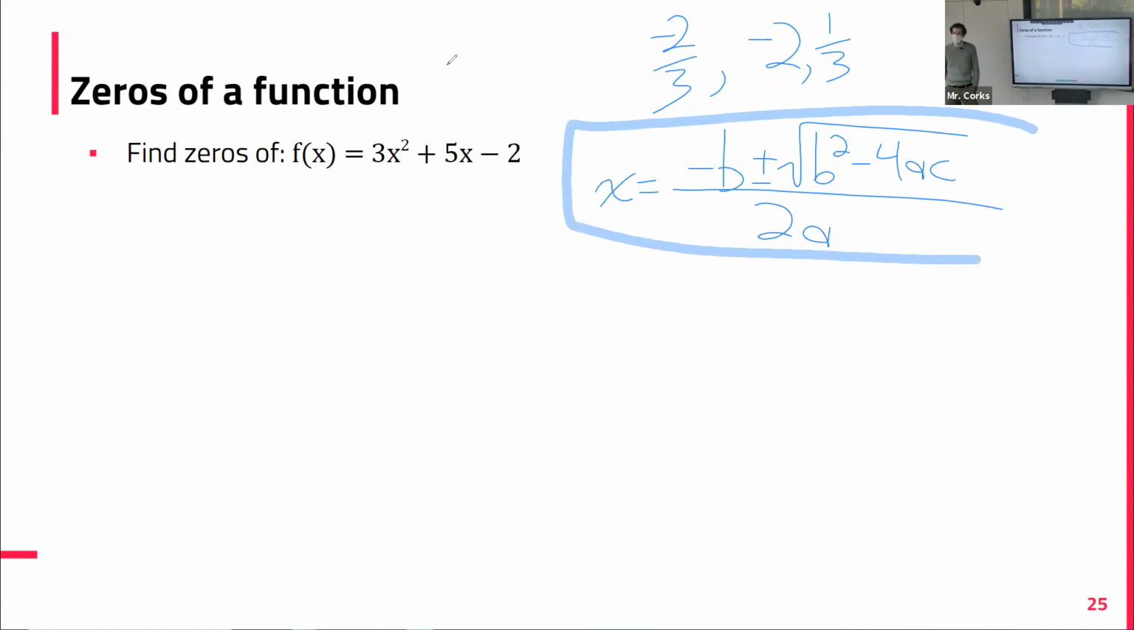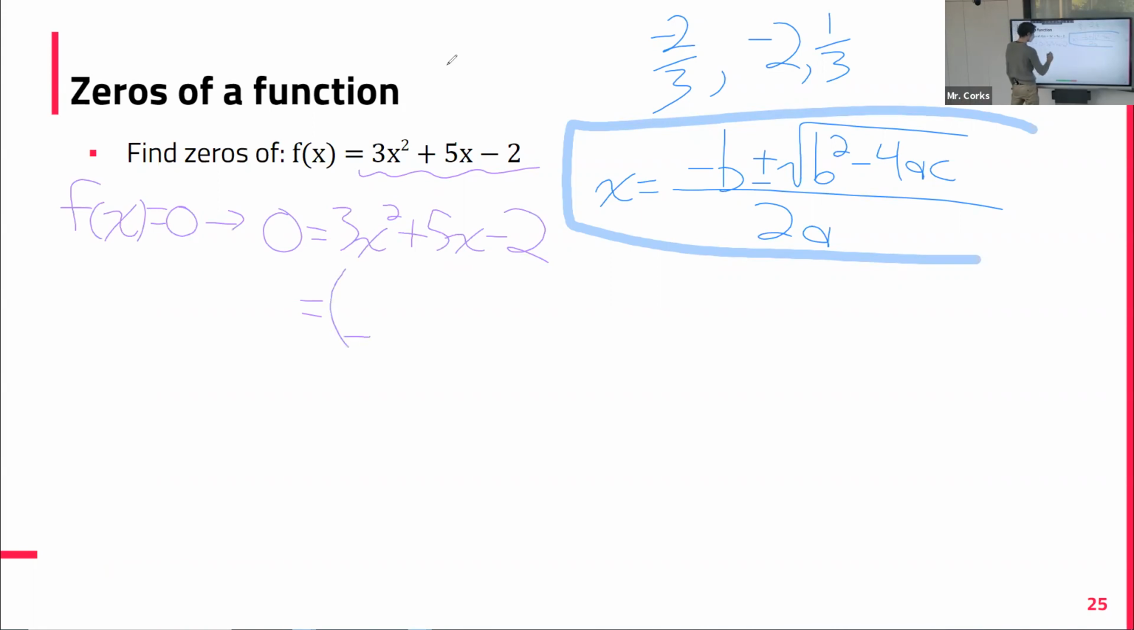But let's try another way to solve this. Let's try the factoring method. Can anyone tell me factors that they see in here? Just to write this out formally, we're looking for the points where f of x equals 0. So that means we want 0 equal to 3x squared plus 5x minus 2. And I want to factor this to have something x plus or minus something, times another something x plus or minus something.